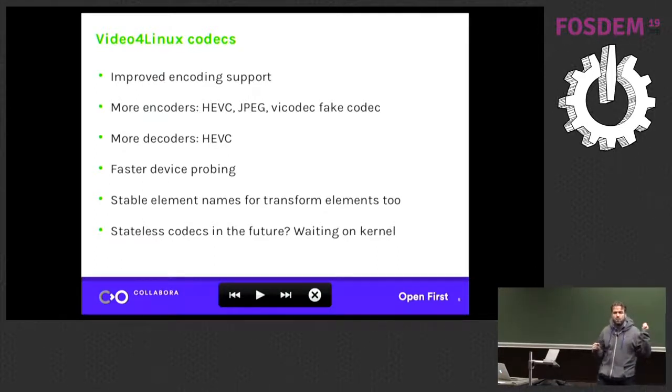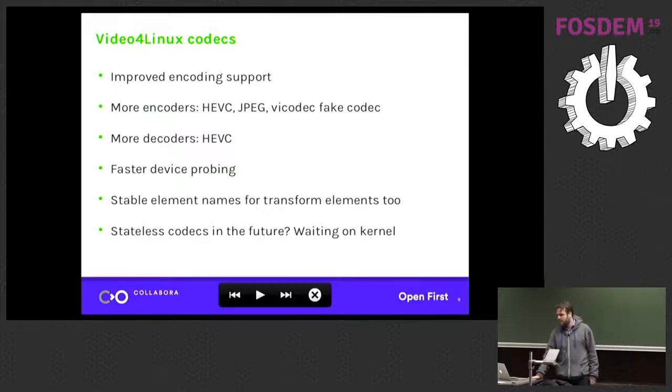So now we have these still, but we also have a set of elements that have static names, and then you give it the device so you can control it more manually. We had this for encoders and decoders last year. This year we've also added the same thing, but for transformation elements.